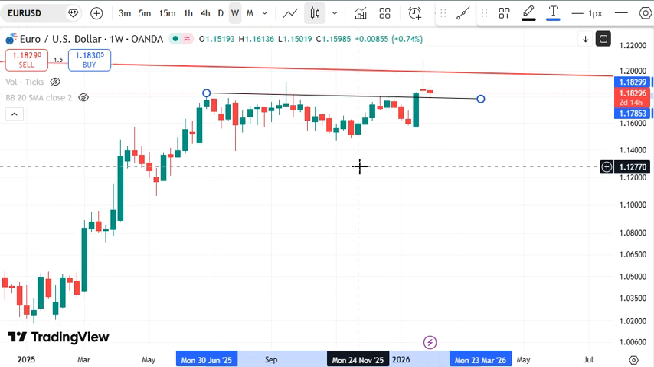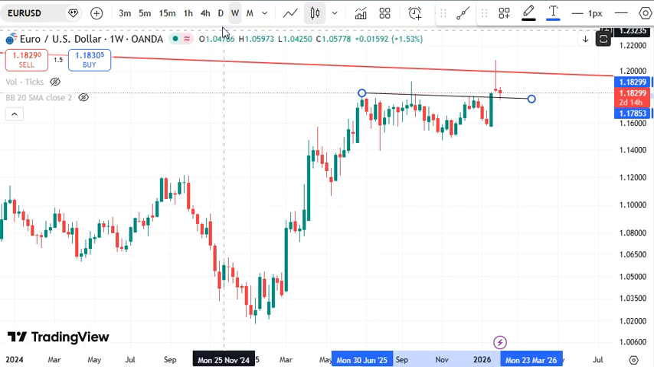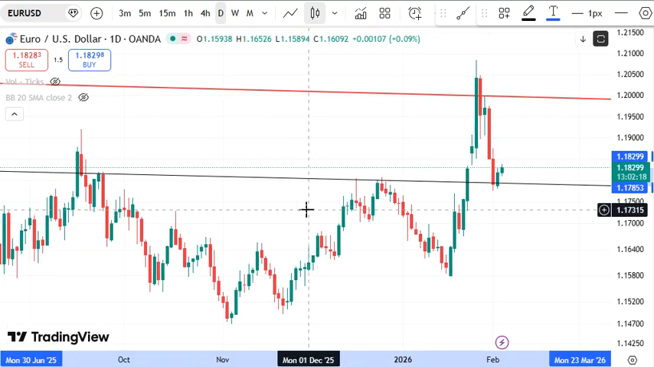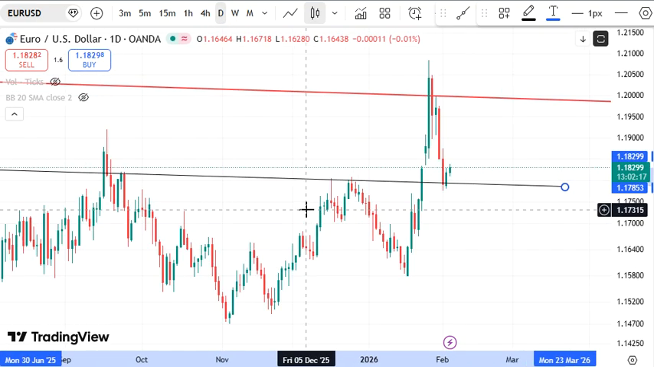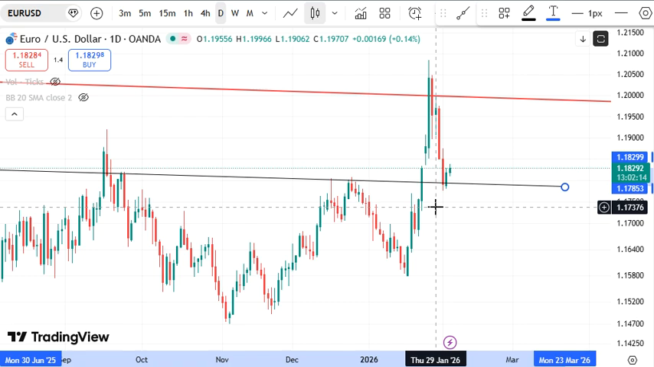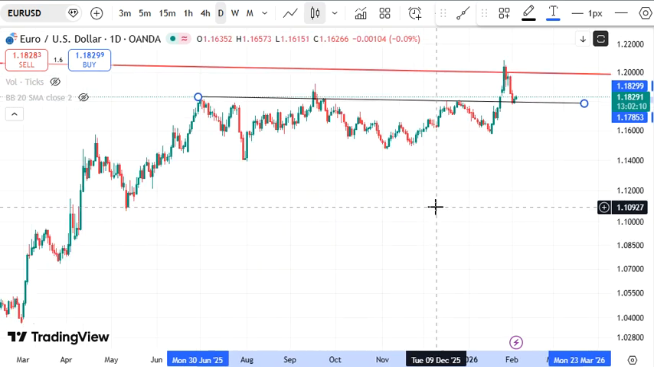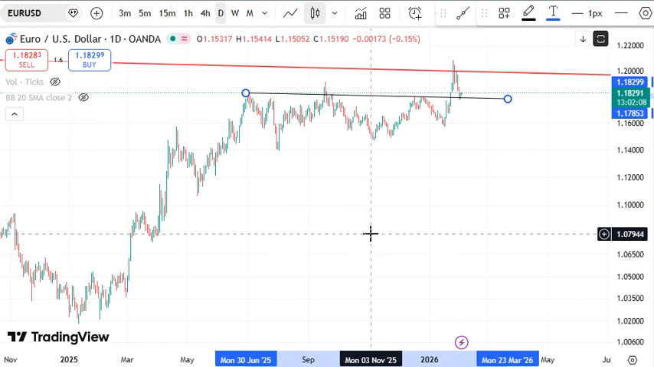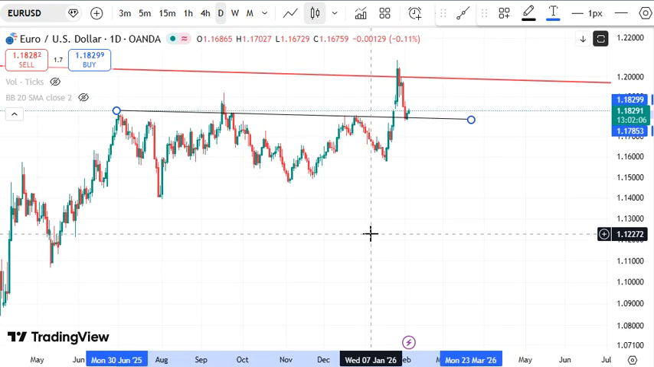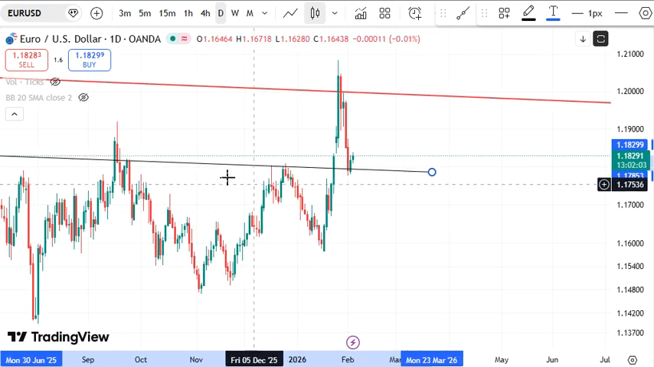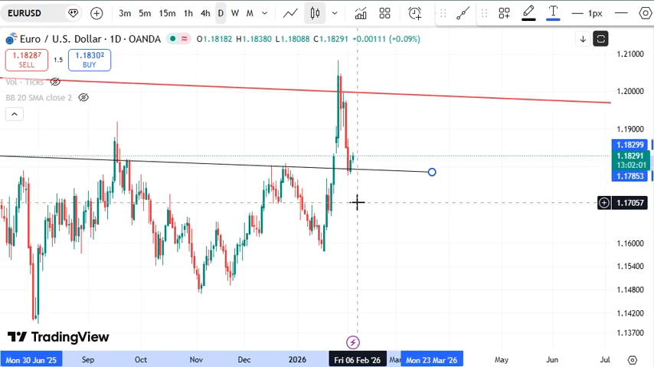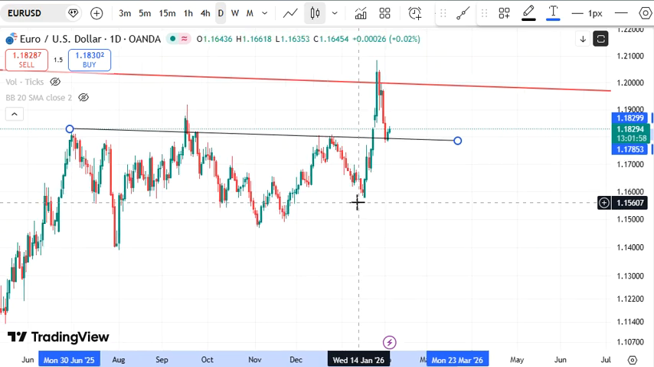So let's analyze this more, and let's go into the daily time frame. There is a one candle formation, a green candle formation. This is not a very strong candle, but Euro USD is at important resistance, and as you can see here, there is a candle formation as important support on the daily time frame.